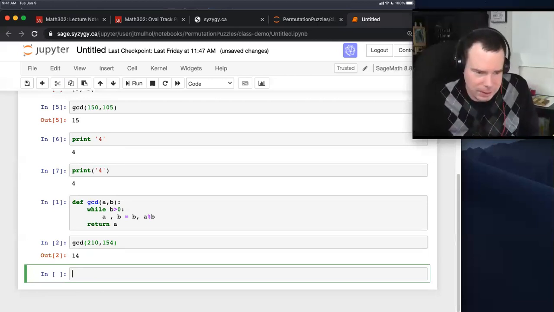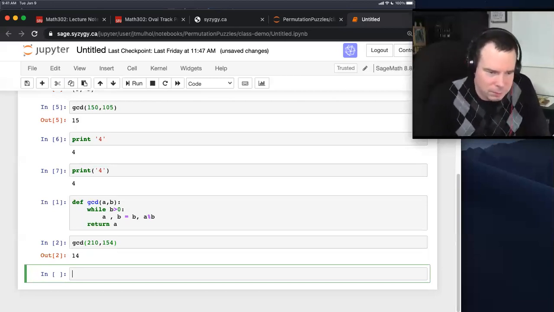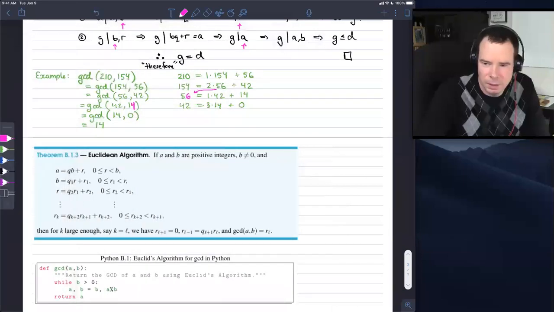I'm just checking the chat again. So yeah, the question is, does this algorithm always go to 0, in the sense that these B values, are we ever going to reach 0, or do we run into an issue with being stuck in a loop? Let's just see what happens.